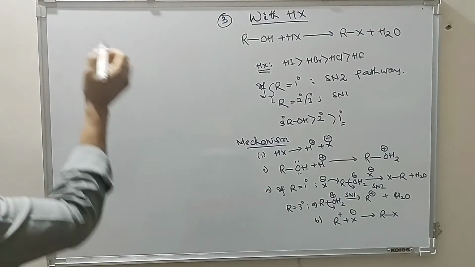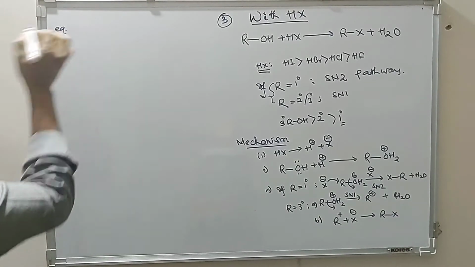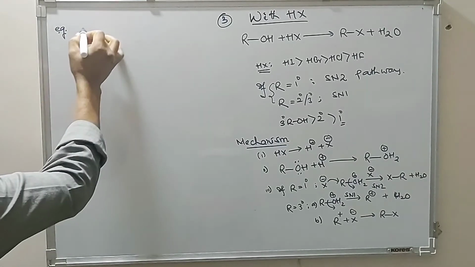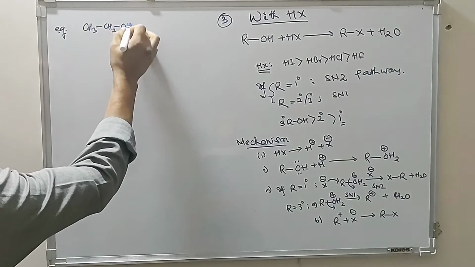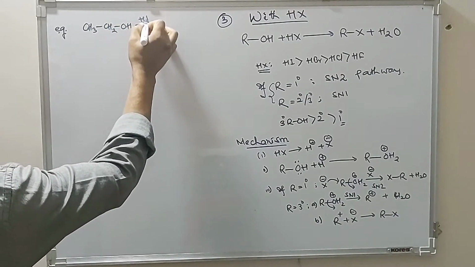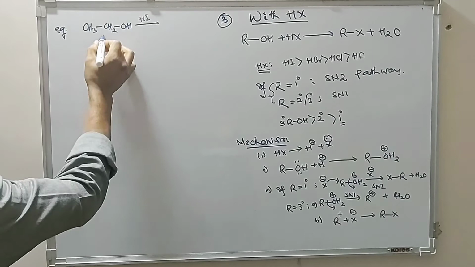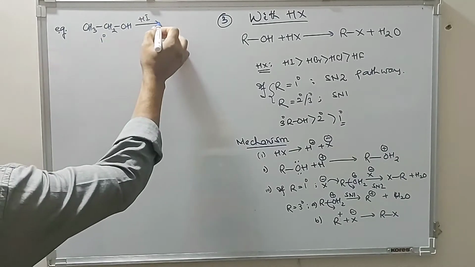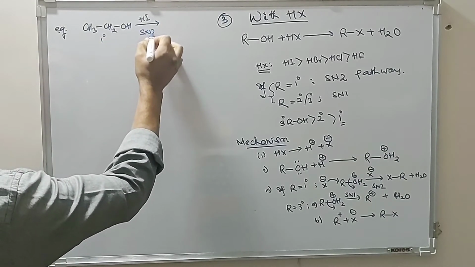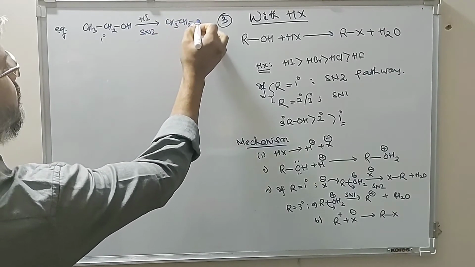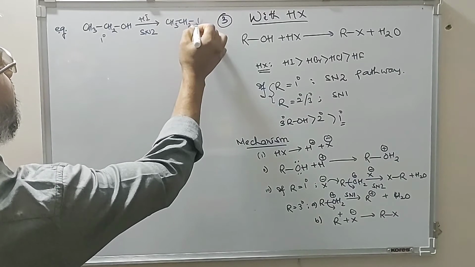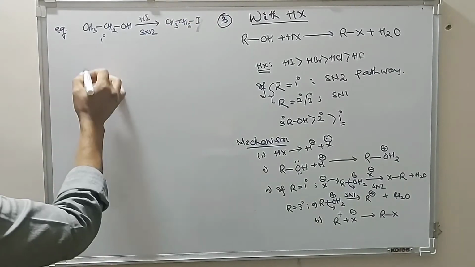Let me give you some examples here. CH3CH2OH reacts with HI. So this is a primary alcohol, so the reaction will follow SN2 to give you CH3CH2I.